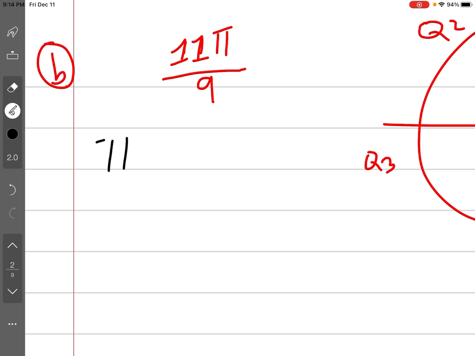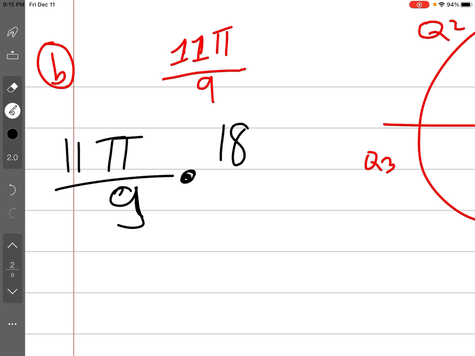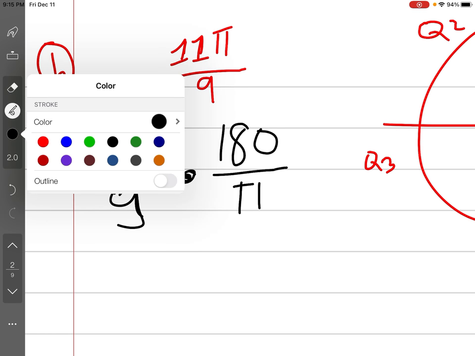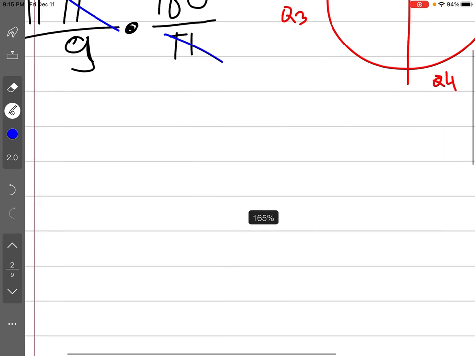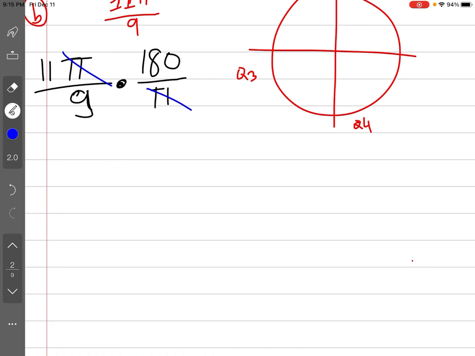First, 11 pi over 9 times 180. Don't forget the 180. If you convert degrees to radians or radians to degrees, do the same thing I did to pi. If you know, great. The first thing I will cancel is just pi. They cancel away. So first, I will use this pi here.